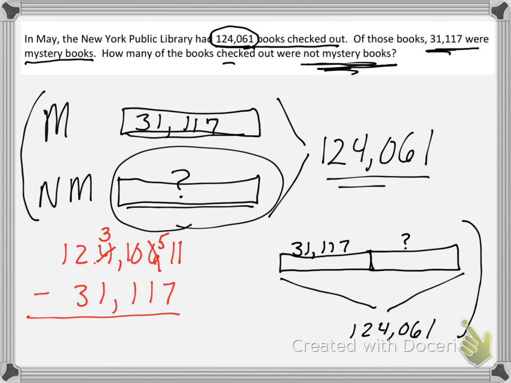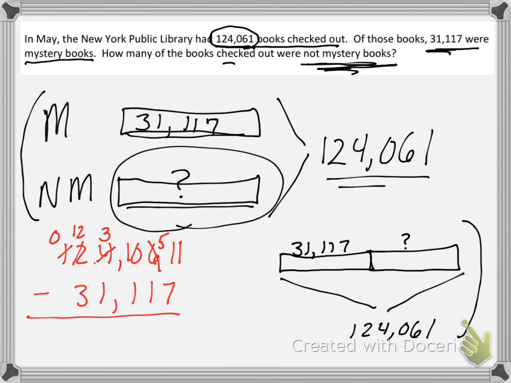Then if we continue on and go to the 10,000s, we cannot do 20,000 take away 30,000s. We can't do that, so we need to go to the 100,000s and take 1 away, and we're left with 0. And now we've got 12 10,000s, and now we're able to subtract.